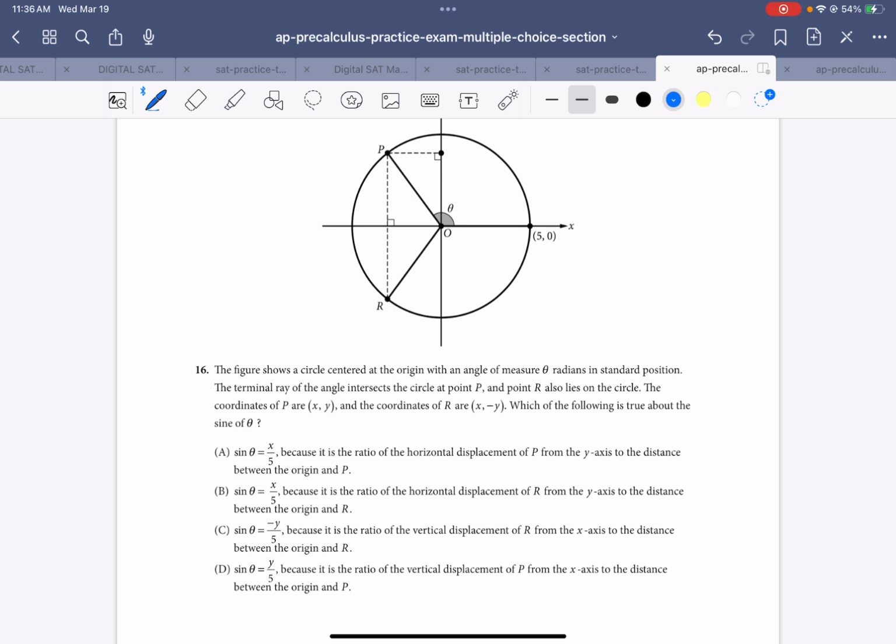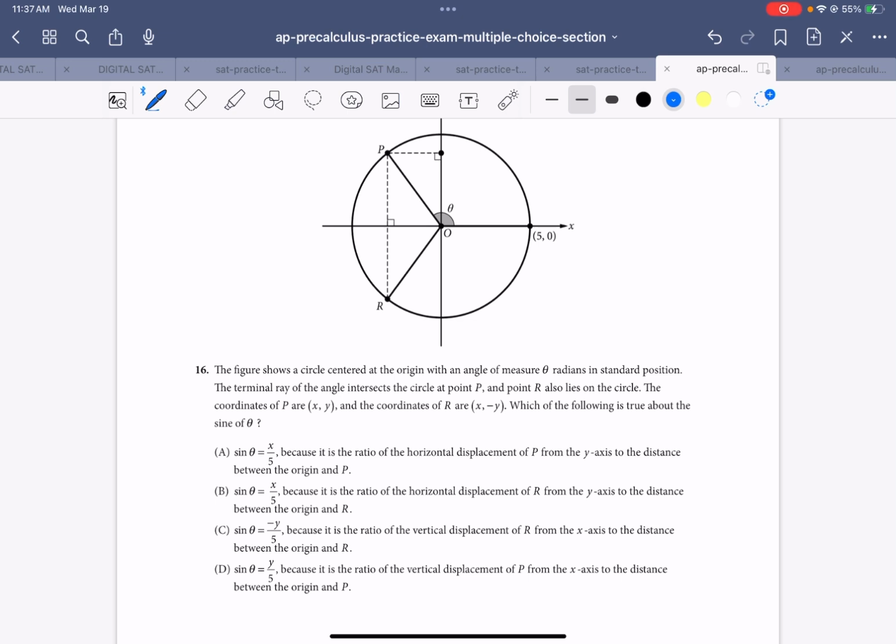Number 16. The figure shows a circle centered at the origin with an angle measuring theta radians in standard position. The terminal ray of the angle intersects the circle at point P, and point R lies on the circle. The coordinates of P are x and y. The coordinates of R are x comma negative y. Which of the following is true about sine of theta? Okay.